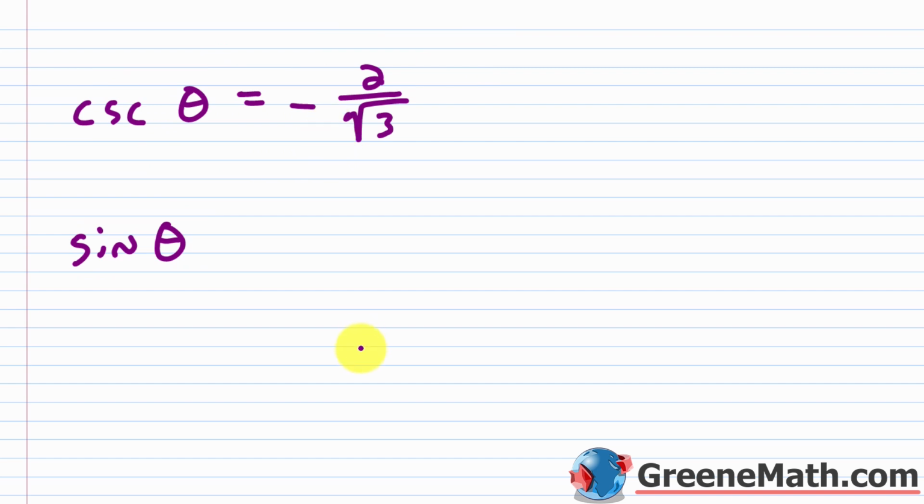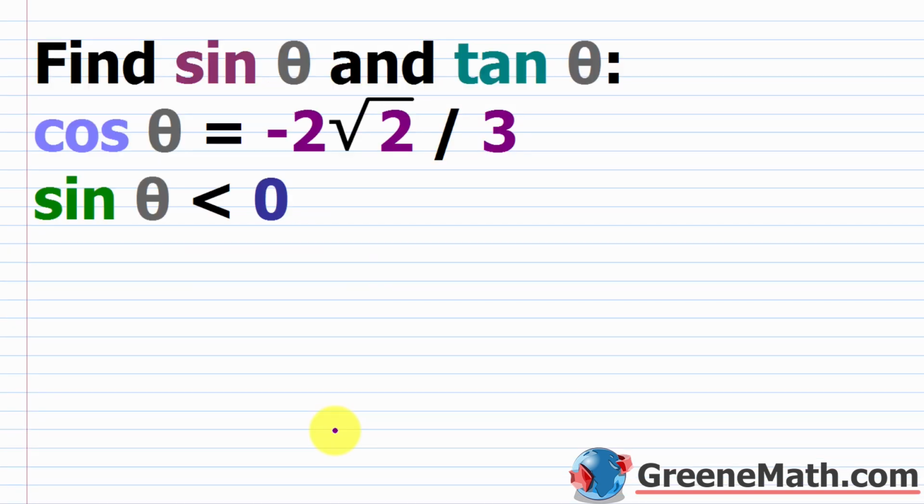Okay, so if I flip this guy, I'm going to have the negative of the square root of 3 over 2, and that's my answer. All right, let's look at one that involves the quotient identities.